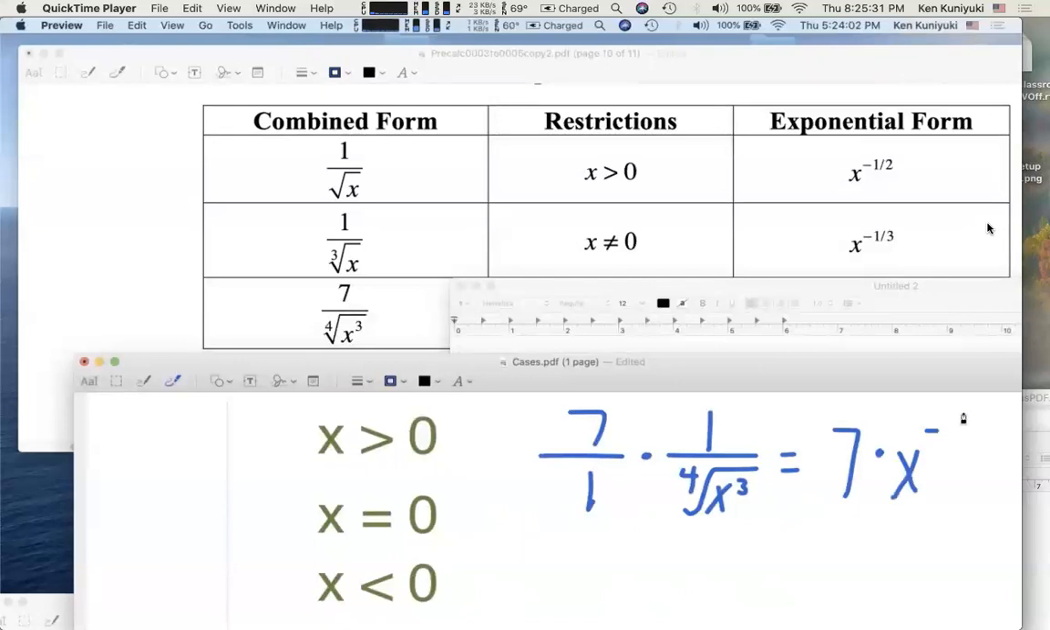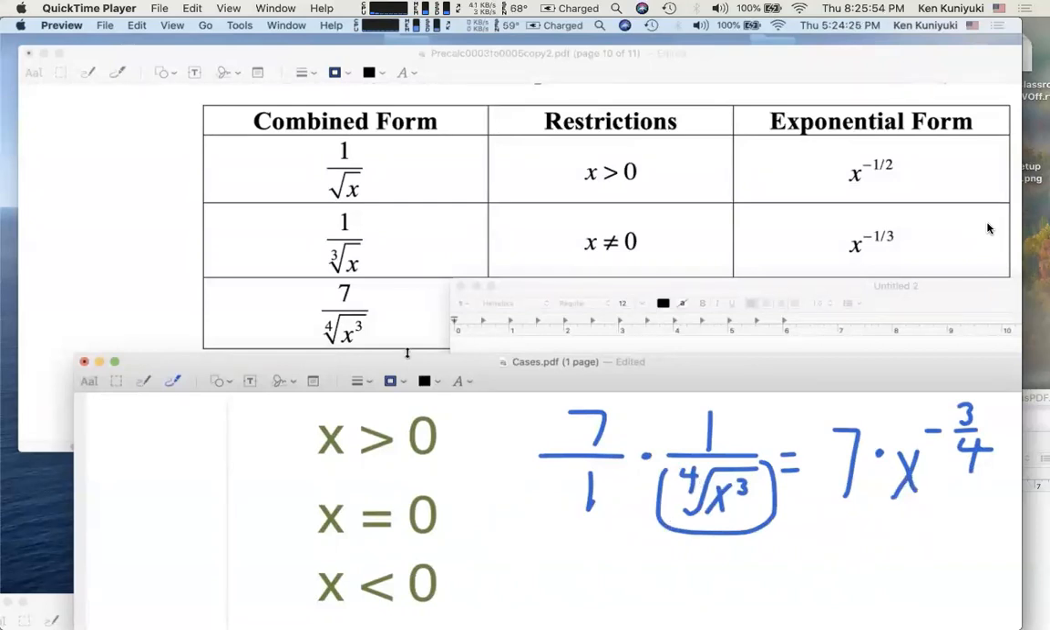X to the negative 3/4. Why x to the negative 3/4? Why negative up here? Because this is in the bottom. It's a factor of the bottom. Why the 3? Because that indicates the power. Why the 4 down here? It indicates the 4th root. 7x to the negative 3/4.